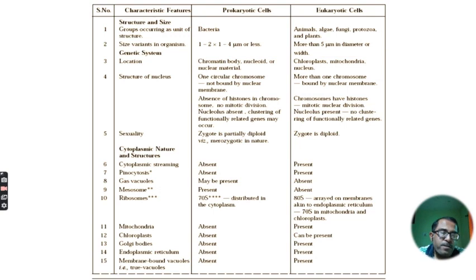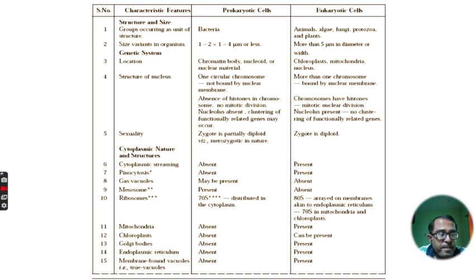When we observe the structure of this nucleus, in case of prokaryotic cell, there is only one circular chromosome. While in eukaryotic cell, there is more than one chromosome. In prokaryotic cell, this one chromosome does not have any boundary around itself, means it is not surrounded by the nuclear membrane. But in case of eukaryotic cell, these chromosomes are surrounded by a nuclear membrane.